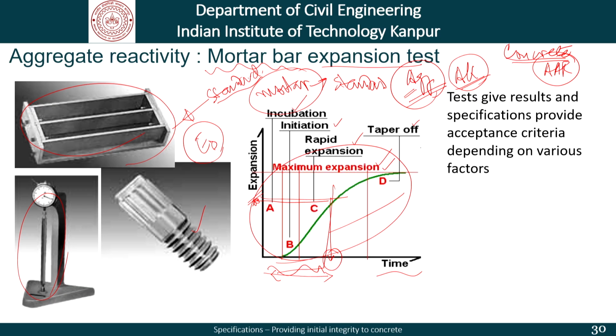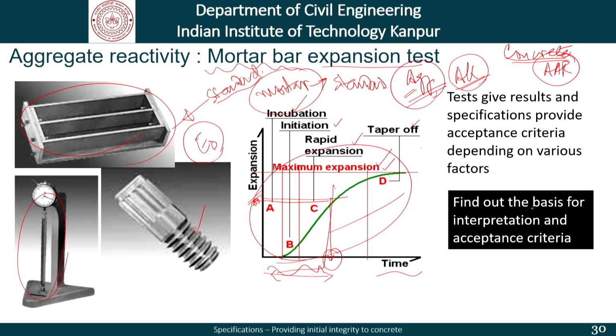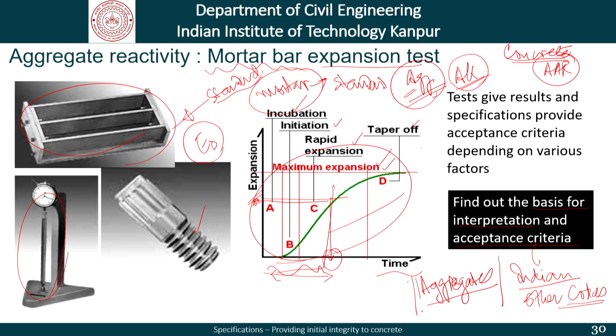Here again, the thread is the same. Tests give results and specifications provide the acceptance criteria depending on various factors. What I am leaving to you to find out is the basis for interpretation, and the acceptance criteria may be in Indian and other codes relating to concrete construction. So, this is the story as far as the aggregates are concerned. So, using the quick chemical test or the mortar bar test, we determine whether the aggregates are reactive or not.